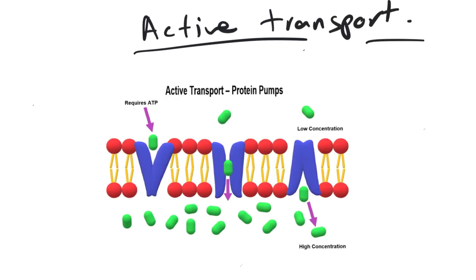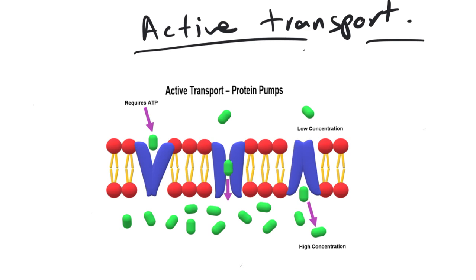Finally, let's look at active transport. This one's a little bit different because it actually requires energy. It requires us to give ATP. So active transport moves molecules against their concentration gradient, meaning you're going from an area of low concentration to an area of high concentration. This is opposite to diffusion, opposite to osmosis.